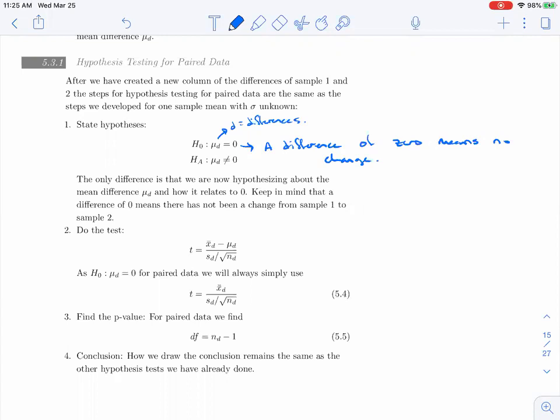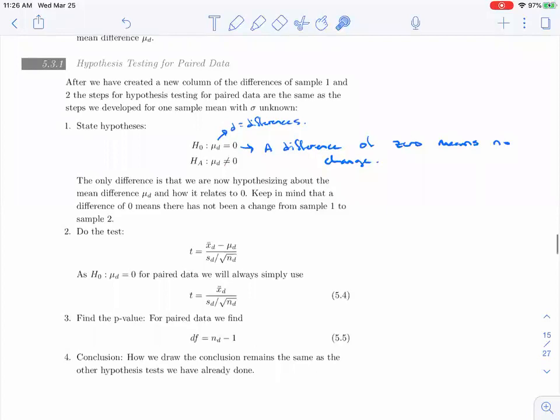And then if you find that the mean difference is different from 0, right, either it's less than or greater than 0 or just significantly different from 0, well, then that's your alternative hypothesis, right? That proves that there's a difference in the 2 groups, or at least in the 2 measurements. And so this is always your null hypothesis.